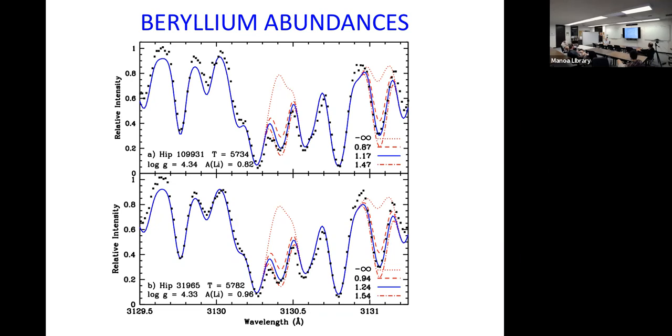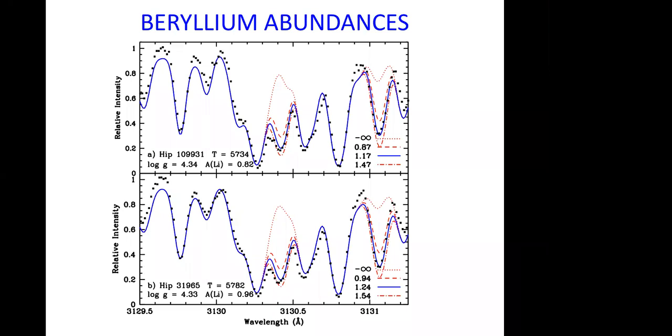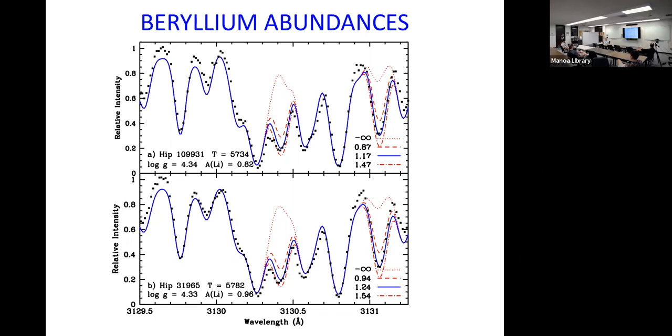And where the 2 beryllium lines are, you see red dotted lines that are a factor of 2 higher, a factor of 2 lower. Plus, there's a little red dotted line that is with no beryllium at all. So we can determine beryllium abundances for all 52 of our stars by this method.